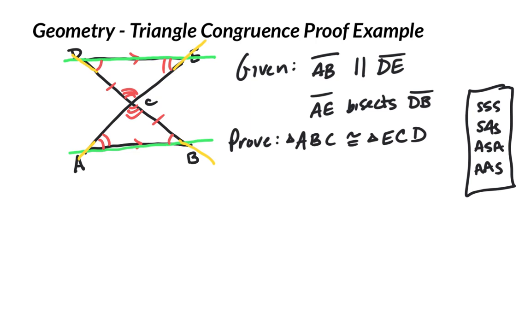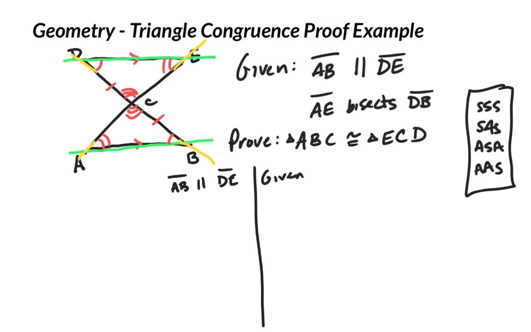So I'm going to aim for angle angle side right here, where the side is not included in between the angles. Okay, so let's begin with our two-column proof with stating what we were given. We were given that AB, not congruent, but parallel to DE. That was given. Now let's reason with that then.